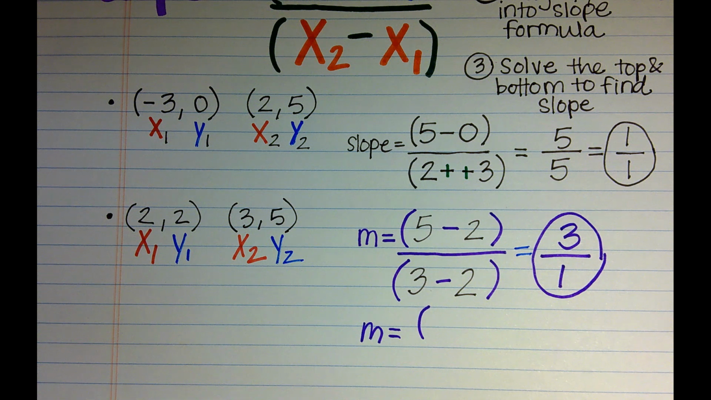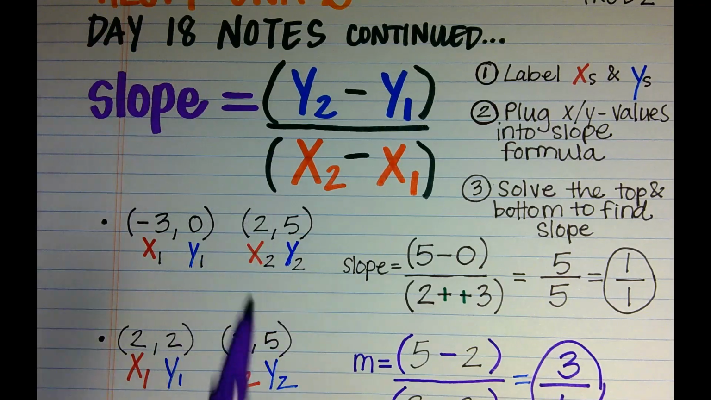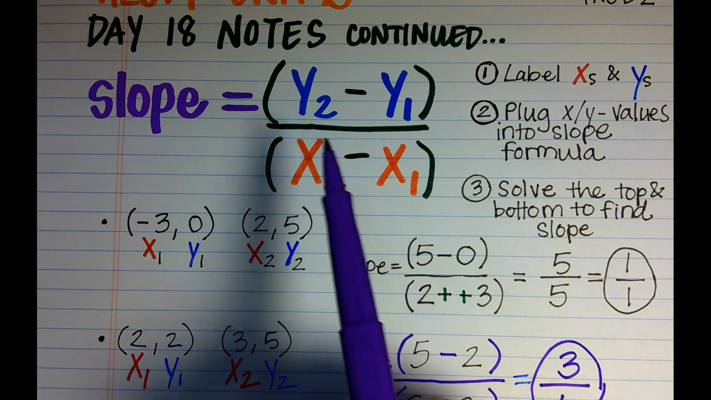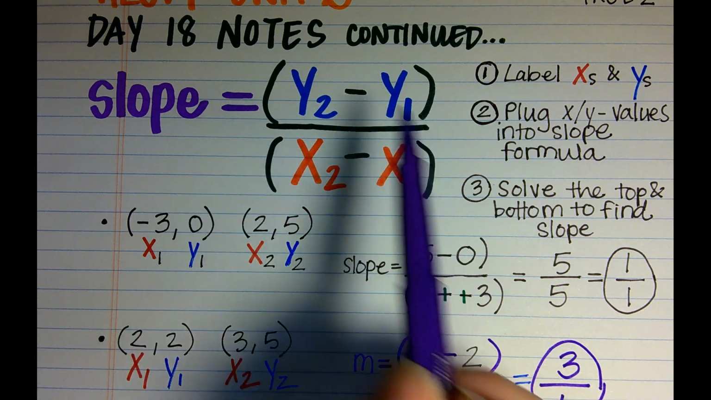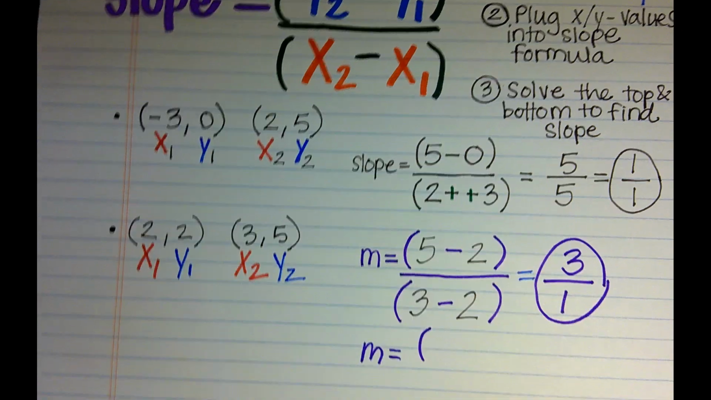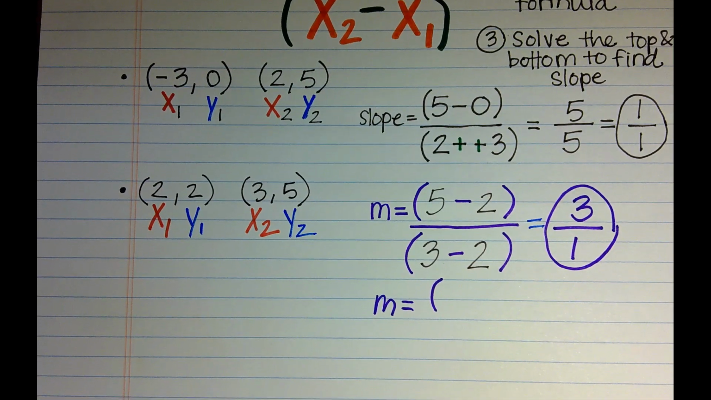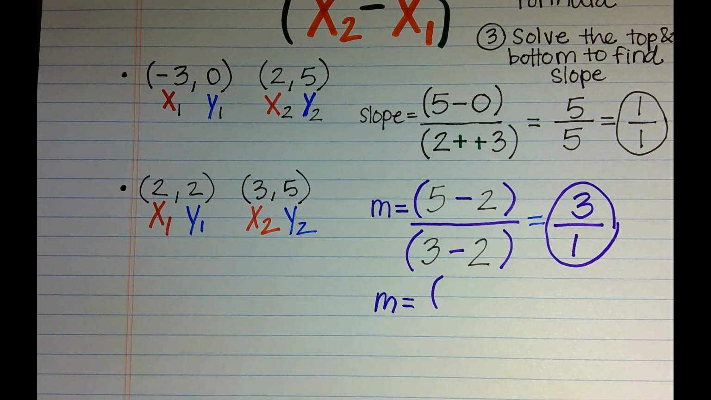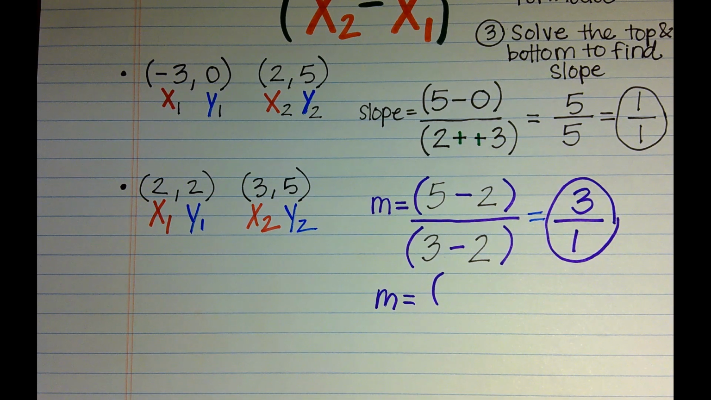Okay, good. Yeah, so those are the important parts: that your 1s and 2s are in the same place, and that your y's have to be on top. Your x's have to be on bottom. Okay. Any other questions? Let's go through one more together.